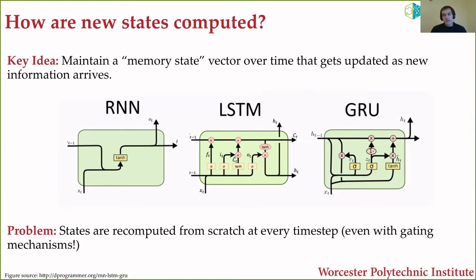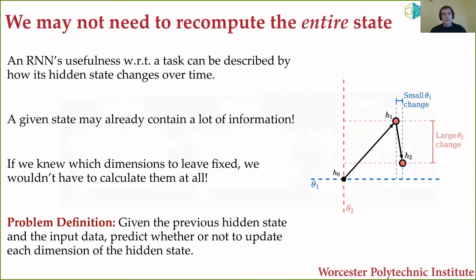And the problem that we study in this work is that these states are typically recomputed from scratch at every single time step. And this is even true for the gating mechanism architectures, such as the long short-term memory or the gated recurrent unit. So our hypothesis is that we may not need to recompute the entire state.